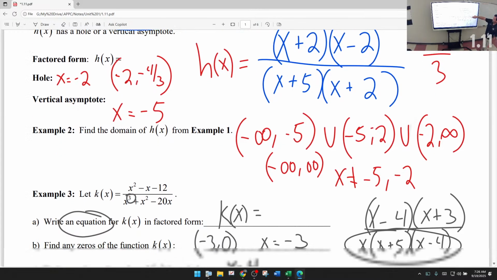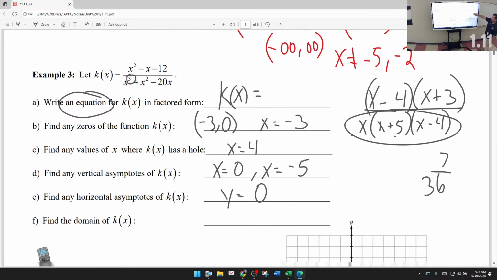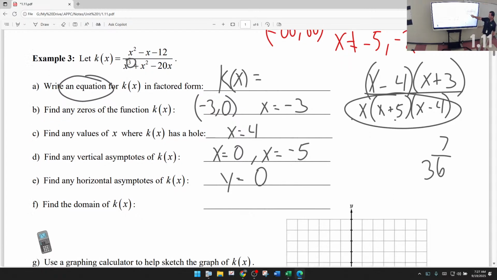Factored form, vertical asymptotes, find the domain. Here's the second equation. So write the equation in factored form. So we factored it over here. There's the numerator factored. Here's the denominator factored. X cannot be 0, negative 5, or 4. 4 is a hole. 0 and negative 5 are asymptotes. And so that's where it's asking, find any zeros, find any values where it has a hole, find any vertical asymptotes, find any horizontal asymptotes, find the domain. And the domain is everything but those three.